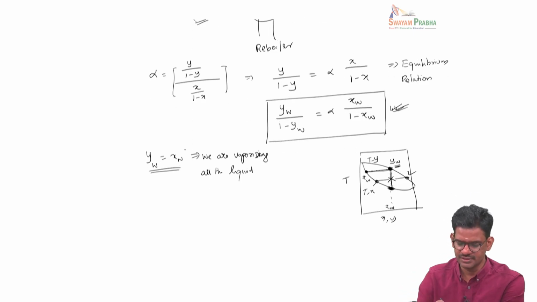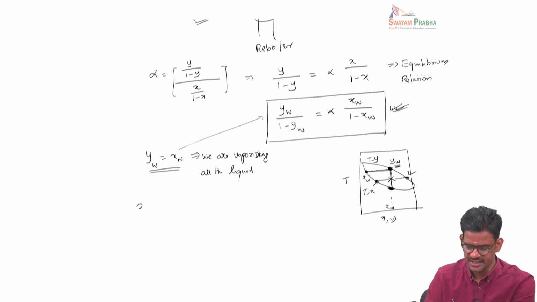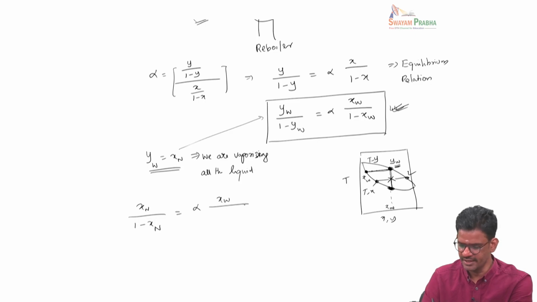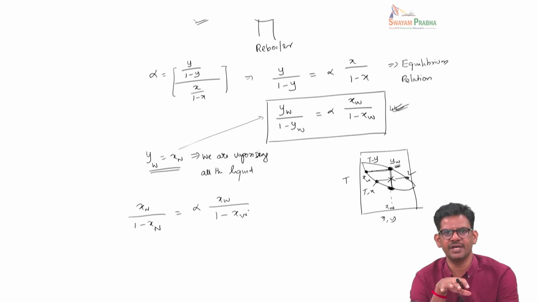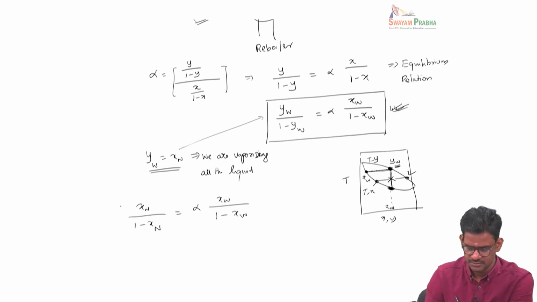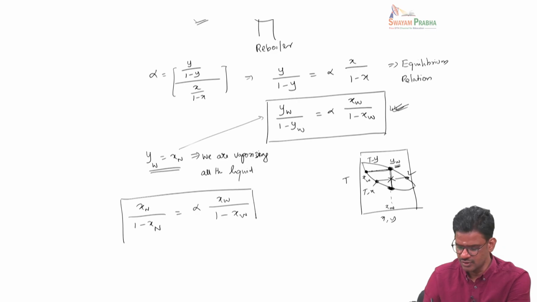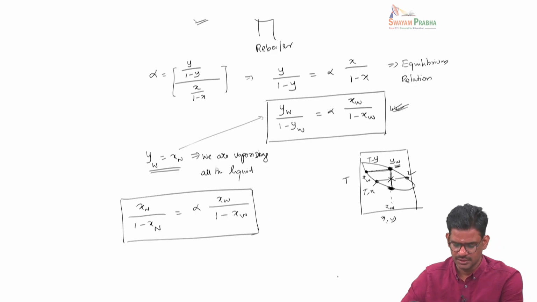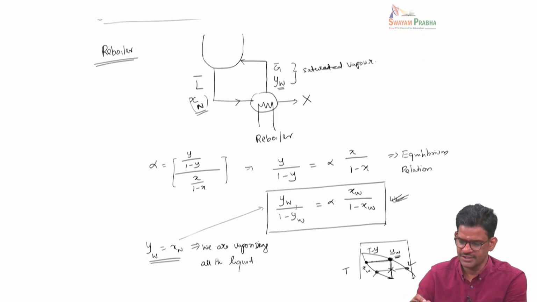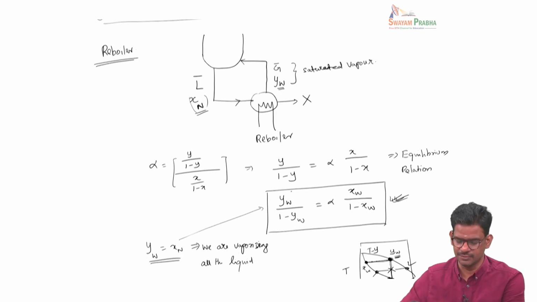Now let's substitute this in this equation. So we say that Xn by 1 minus Xn is equal to alpha times XW by 1 minus XW, and we are able to write this only because we are operating under total reflux condition where the reboiler vaporizes all the liquid into vapor. So this condition is also true. This equation relates Xn and XW.